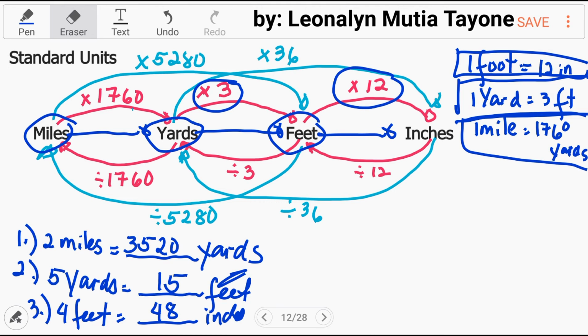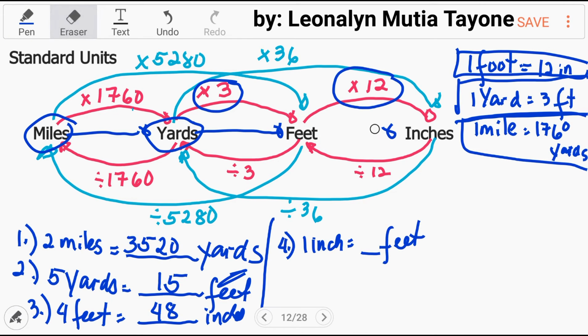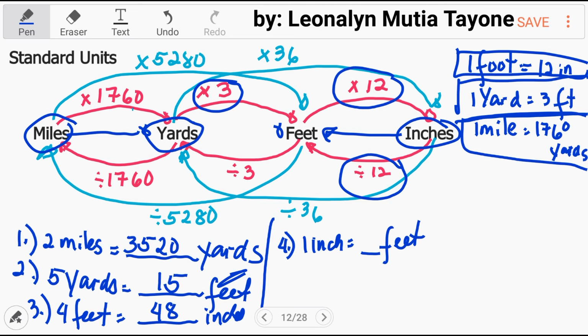Example number 4. 1 inch is equals to how many feet? So, ngayon, baliktaran na naman tayo. 1 inch to feet. That is divided by 12. So, 1 over 12 or 1 divided by 12 kung ilan ang equivalent niya. Another example.